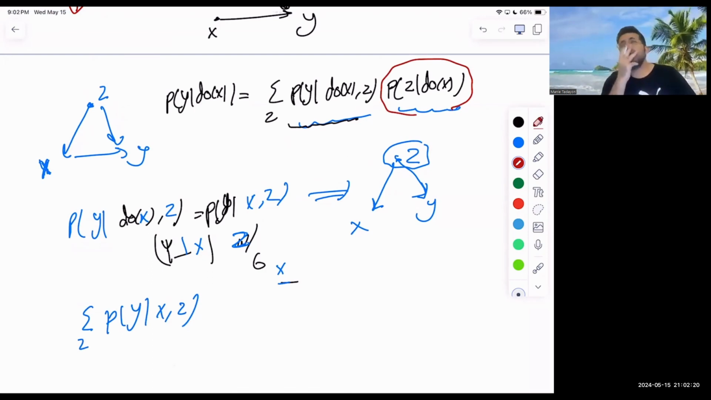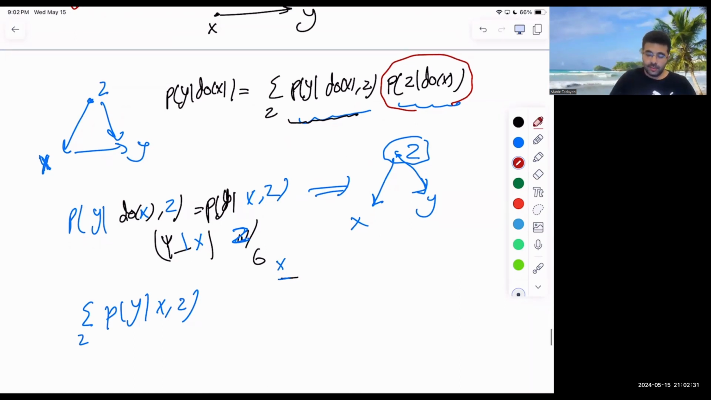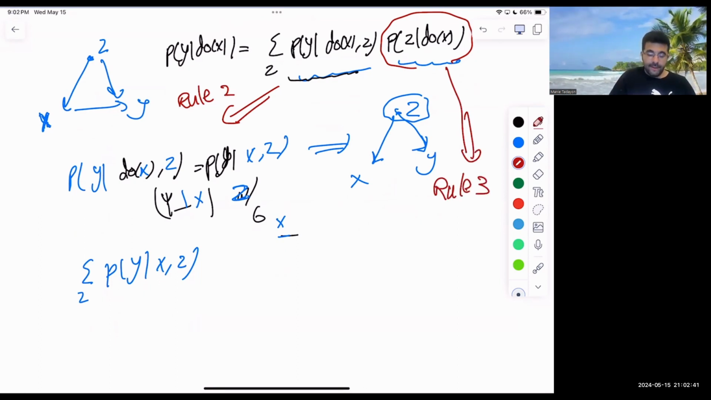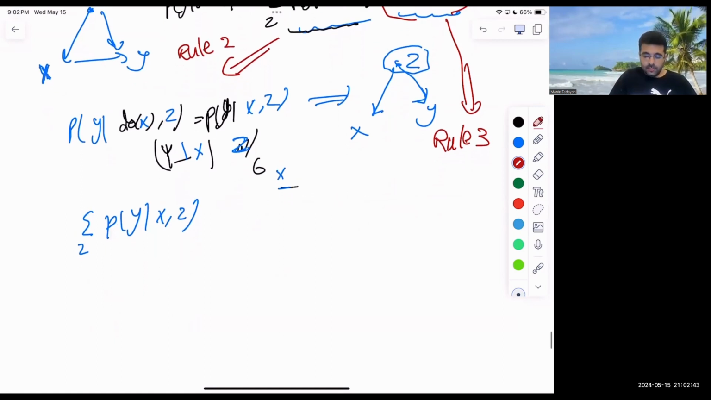What is p of z given do x? Okay, what rule do I want? I want to get rid of do. Which rule gets rid of do? It was rule 3, right? So this one was rule 2, and for this one, we're going to apply rule 3. What was rule 3?